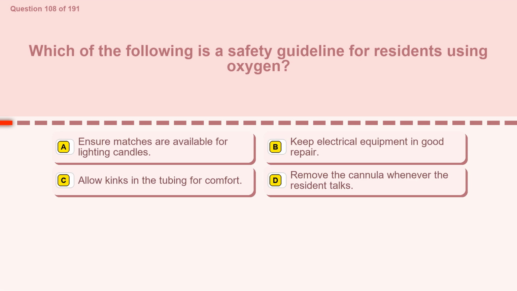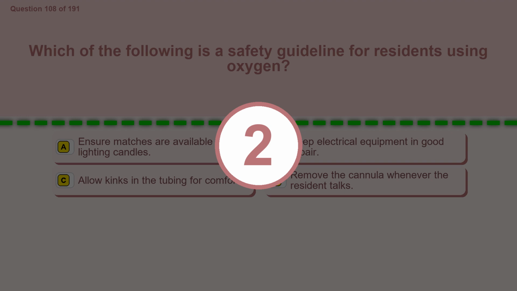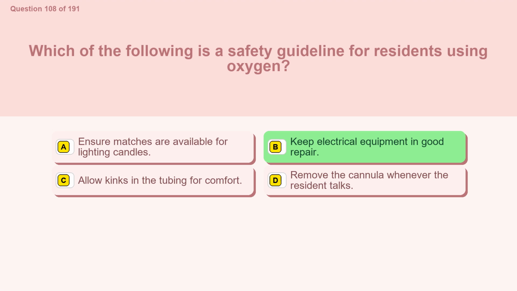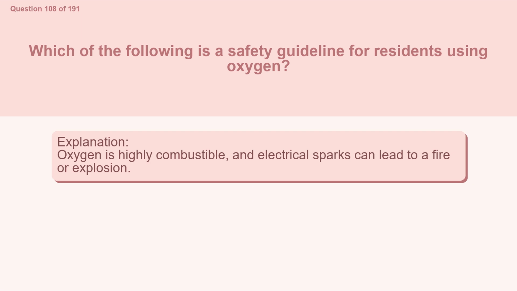Question 108. Which of the following is a safety guideline for residents using oxygen? Option A, ensure matches are available for lighting candles. Option B, keep electrical equipment in good repair. Option C, allow kinks in the tubing for comfort. Option D, remove the cannula whenever the resident talks. The correct answer is option B, keep electrical equipment in good repair. Oxygen is highly combustible, and electrical sparks can lead to a fire or explosion.